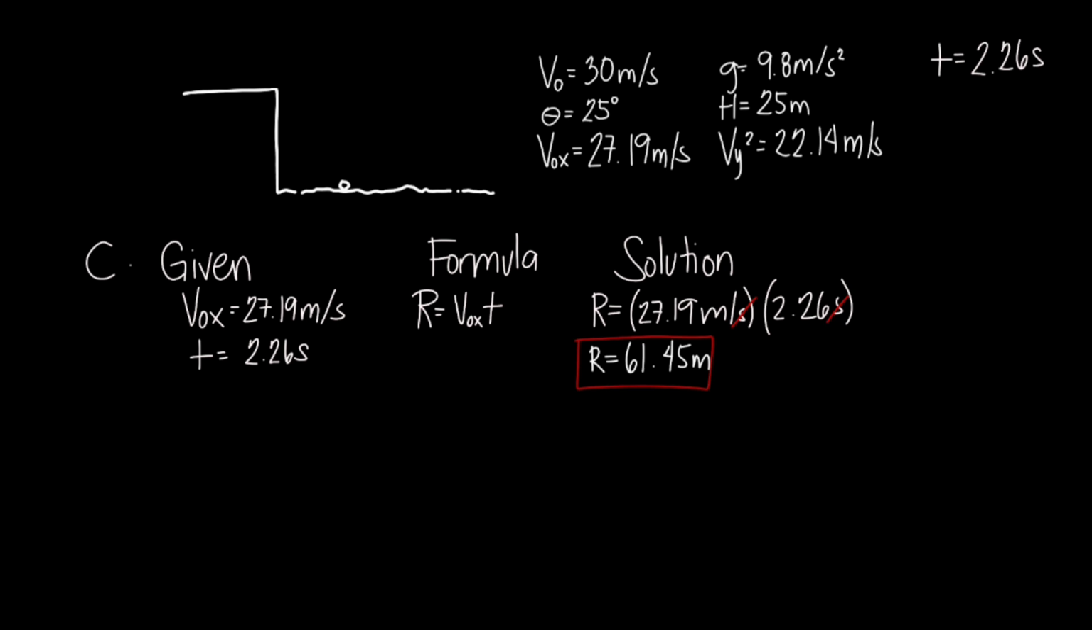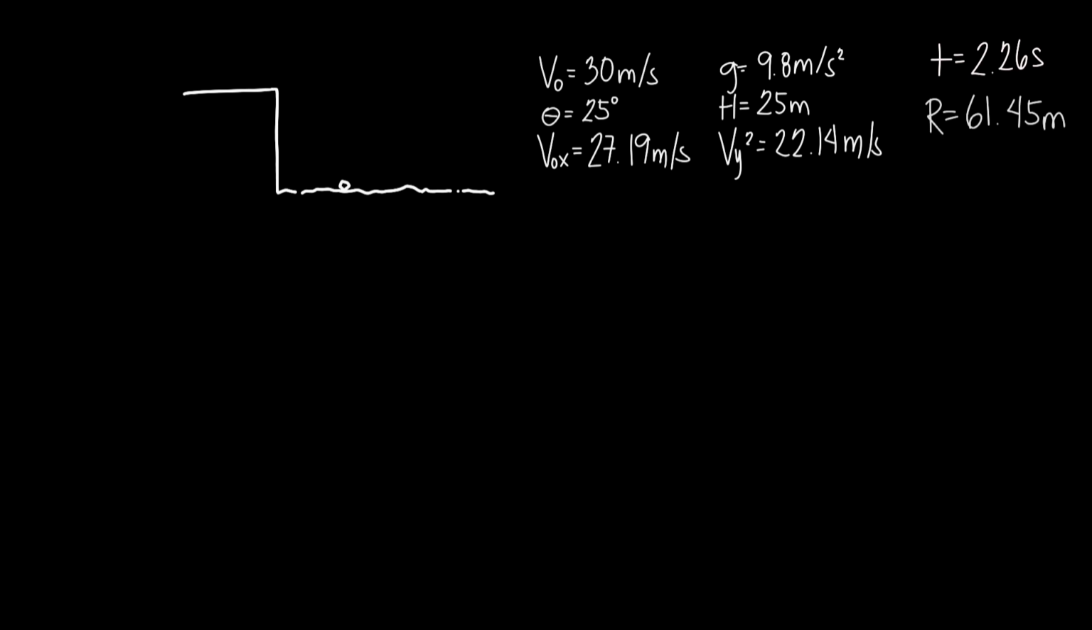Let's now have a recap of this problem, wherein the projectile's initial velocity is 30 meters per second, while the angle is 25 degrees. The height of the cliff is 25 meters, and the range the projectile has traveled with that velocity and within 2.26 seconds is 61.45 meters.